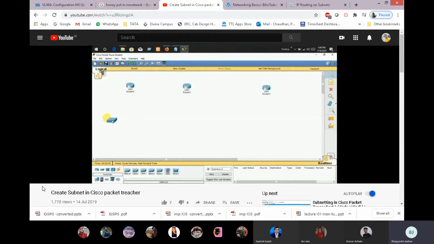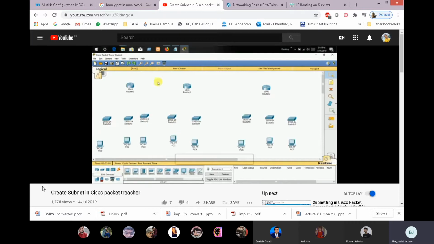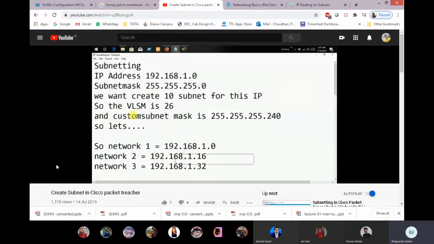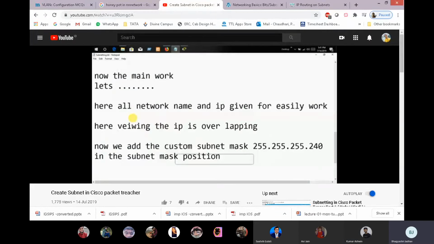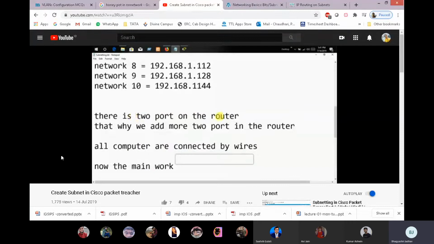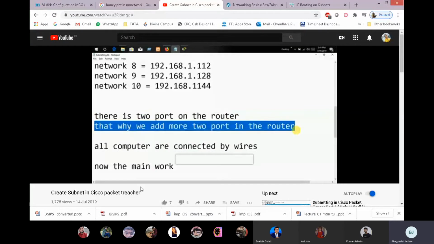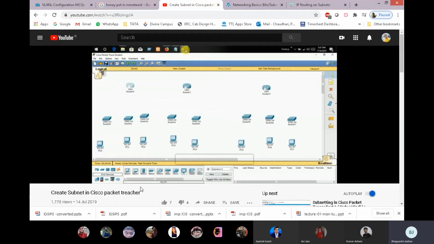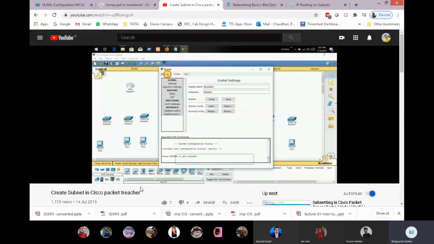Three routers, then switches. The video is visible to everyone? Yes, ma'am. There are 2 ports on the router, that's why we add 2 more ports to the router. All computers are connected by wires. Now they will connect the ports physically.